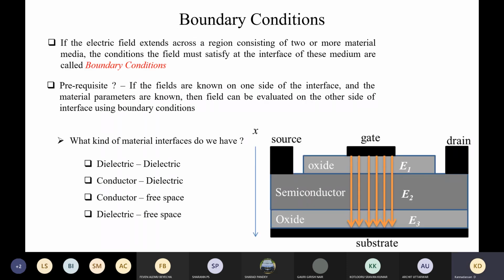This is classified into 4 categories, but it is enough to study the basic two, where free space has epsilon r equal to 1 and conductivity equal to 0. That means there is no charge density, no surface charge density. Thereby, we can easily substitute all these things. In the last class we discussed the dielectric cases.